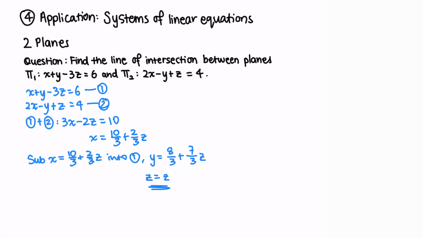Now I'm just going to write z equals z here, and I want you to see something. Doesn't this look somewhat familiar? Doesn't this look like the parametric form of a line with z as your parameter? So I'm just going to take z to be my parameter, or why not, I'll change it to lambda because it looks nicer. So I have 10 over 3, 8 over 3 and 0 as your point, and then I have lambda times 2/3, 7/3, 1.